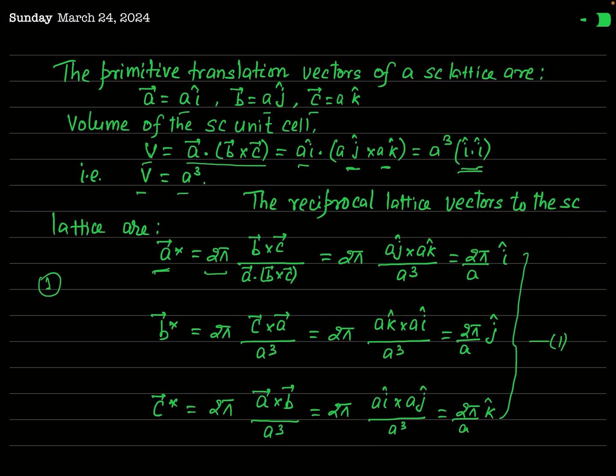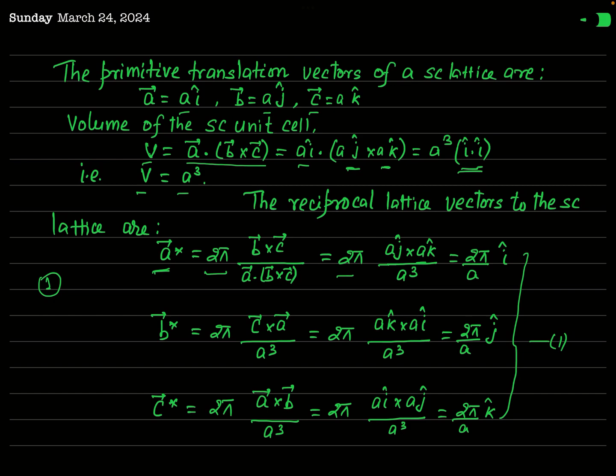Okay. Now, this result will be simplified like this. This is 2 pi. But you know, b is equal to a j, and c is equal to a k. So instead of b cross c, I have written here a j cross a k.